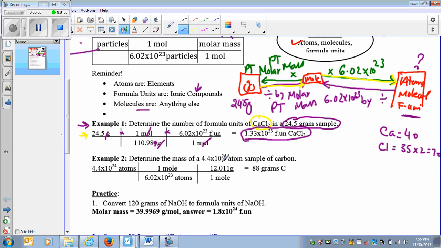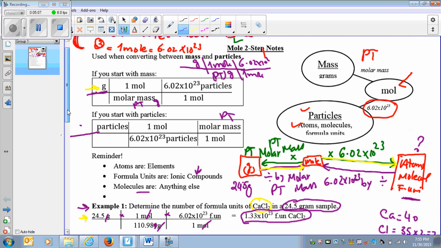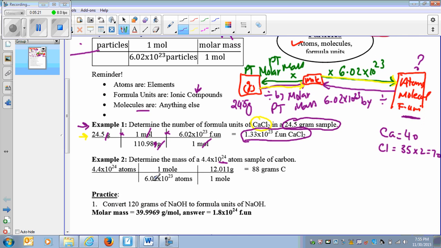So example number 2, determine the mass, and you're given atoms. If you talk about the mole trail, you're given atoms this time and you need to determine the mass. So you're coming this way. If you're coming this way, you need to divide by the Avogadro's number. Once you get to the moles, you need to multiply by the molar mass. So you divide by the Avogadro's number, which is equal to 1 mole, and then 1 mole is equal to the molar mass of carbon. For the mass, you have to go to the periodic table. For atoms, it is the same Avogadro's number.